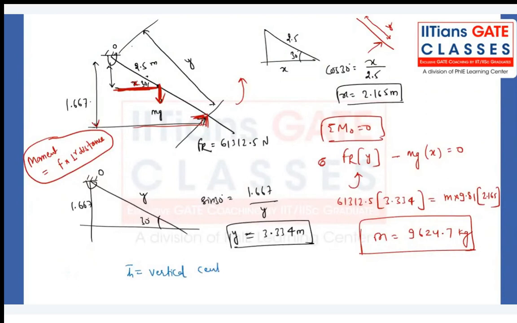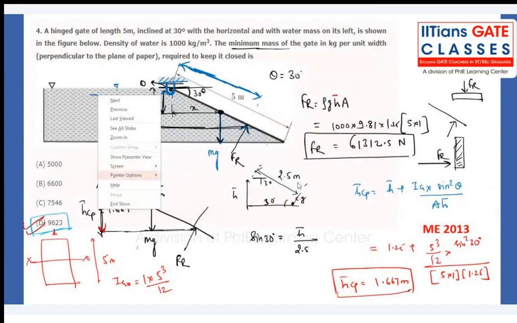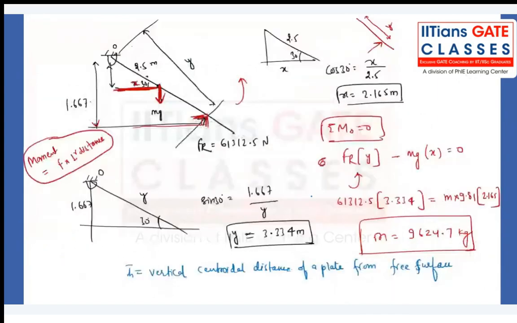Vertical centroidal distance of a plate from a free surface. As the free surface is coinciding with the hinge point, so I have taken the point to be as what? See, this is the free surface, right? The vertical h bar cp, that is also vertical.